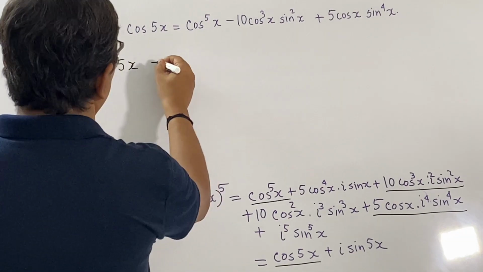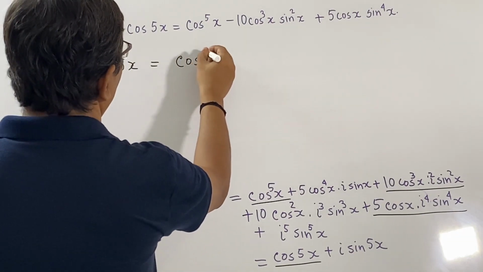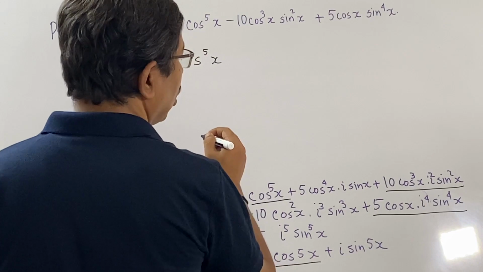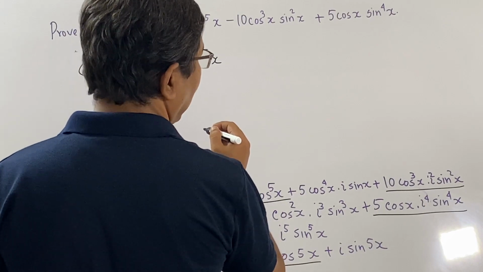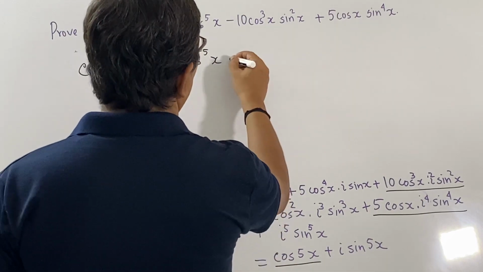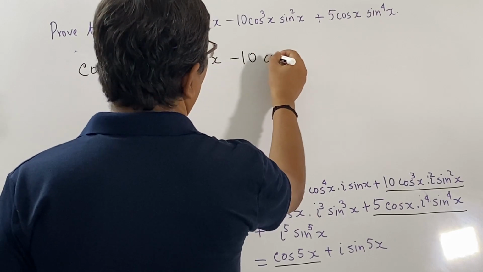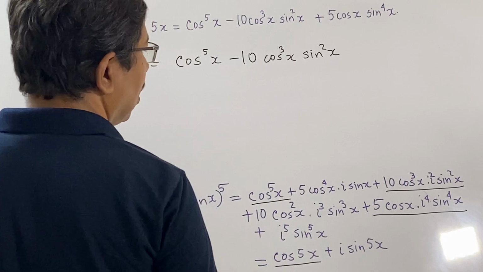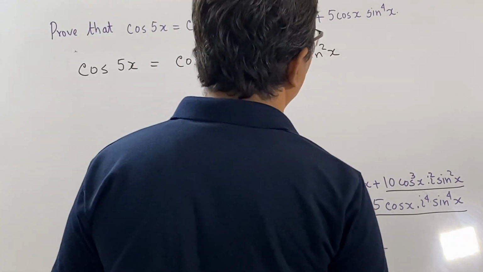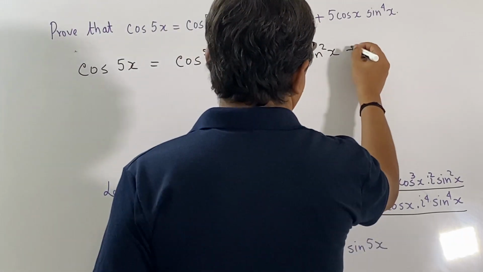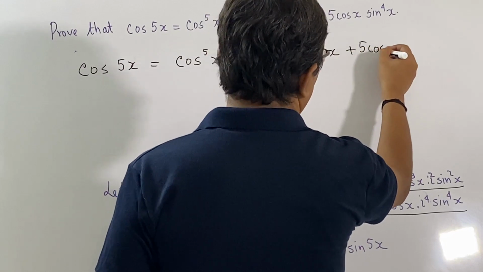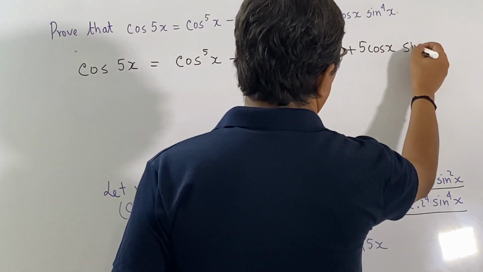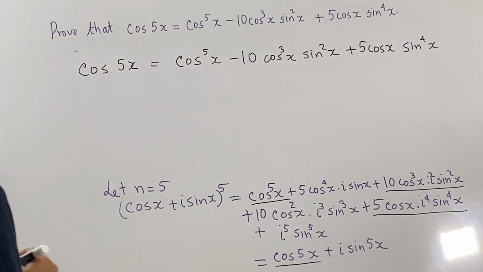becomes equal to cos x to the power 5 plus 10 cos cube x into i square sin square x. So i square is minus 1. So we get minus 10 cos cube x into sin square x. And since i to the power 4 is 1, we get 5 cos x into sin x to the power 4. So which proves the result.